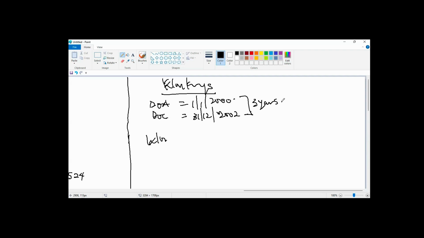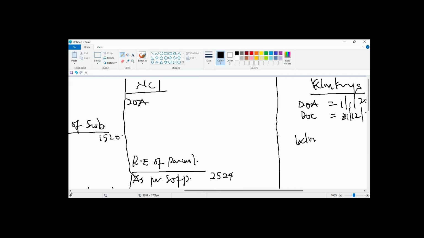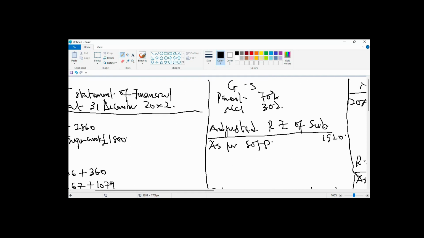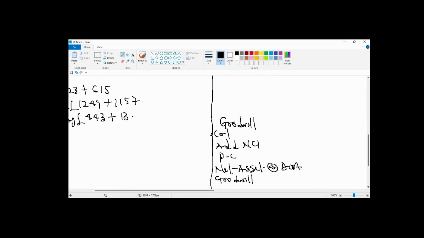Additional information 2: the non-controlling interest is measured as a proportionate share of the net assets. So, proportionate, not fair value. Once I get the net assets, I will share it between the parent and NCI. I'll go and note it down under my goodwill so that I will not make a mistake: SP, share proportionate.